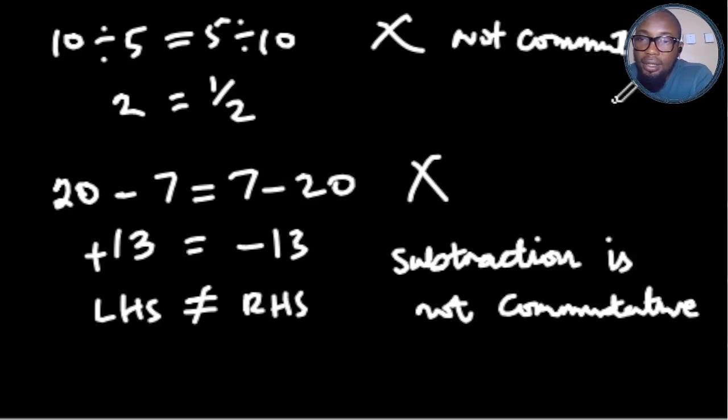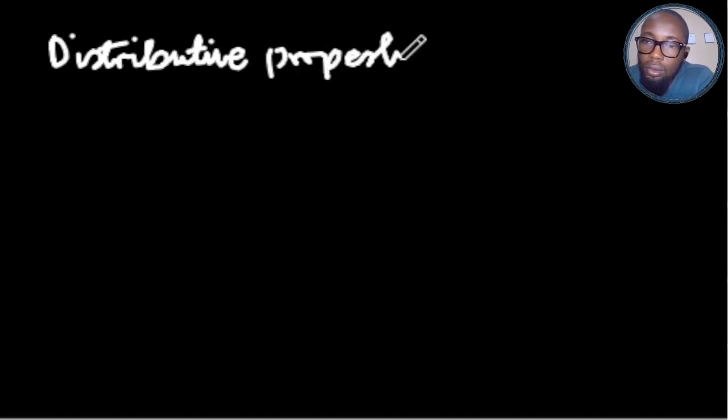Now the other property that you should know will be distributive properties of operations. Distributive property. What do we mean by distributive property? To distribute is to share, to make sure that something goes round. Now, it might not go round, but this one has to go round.